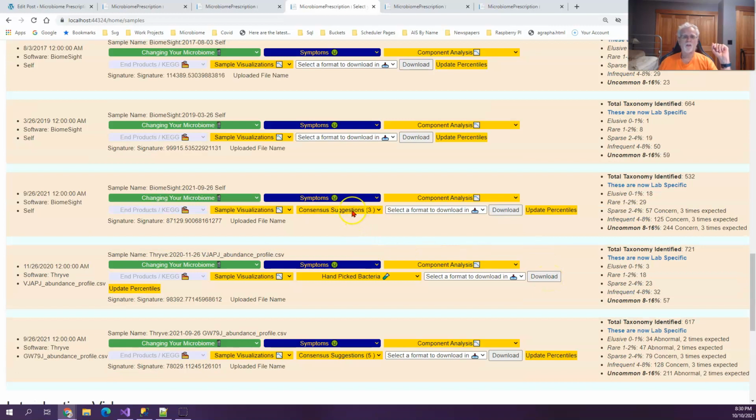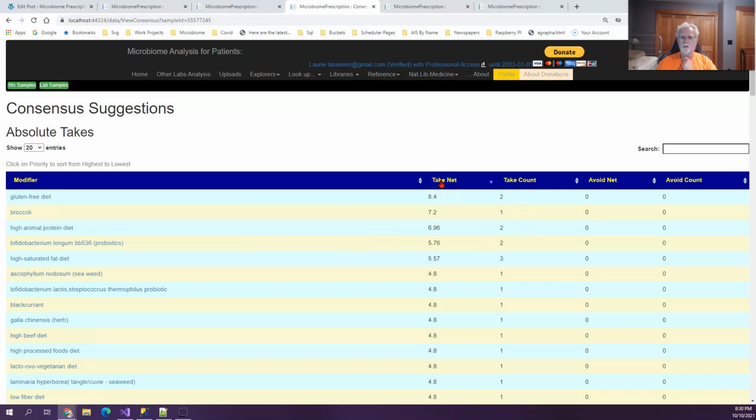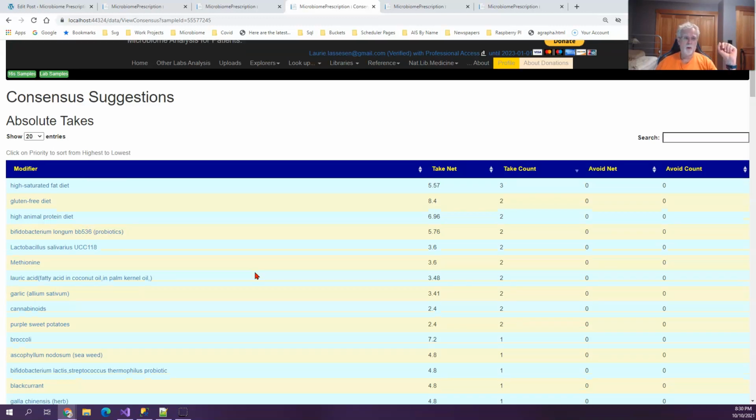We have consensus suggesting we have 3 of them. And we can now go in and look at the view consensus. Again, same trick as before: double click the take, double click the net, and now I have everything in the correct order. Only one item is common across everything, which is the high saturated fat.